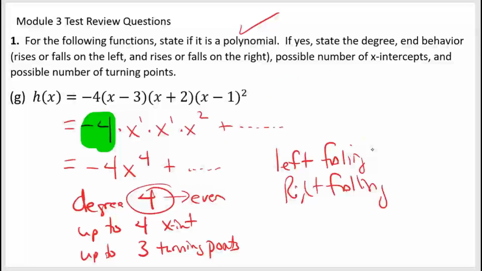And just a quick review, remember when you have an odd degree, they point in opposite directions. And then your coefficient tells you if the left is down or the right is down, if the left is up or the right. I said that crazy, but you know what I mean.